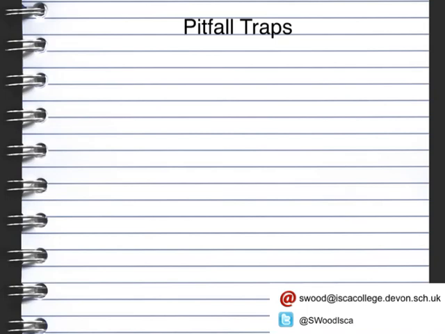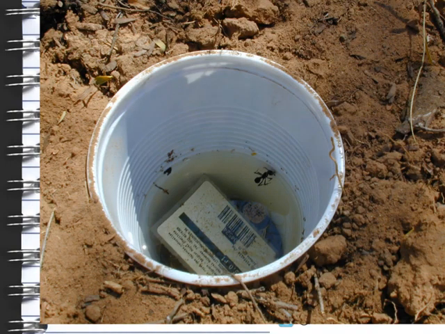Now, a pitfall trap is essentially what it says on the tin. It's a trap in a pit that allows organisms to fall into it. I'm going to show you this picture of one here, and you can see that all they've done is dug a hole and put a paper cup in, and it allows organisms to fall into that cup. Now, you can leave that for a certain period of time, and then you can get an idea of the number of organisms that might be there.